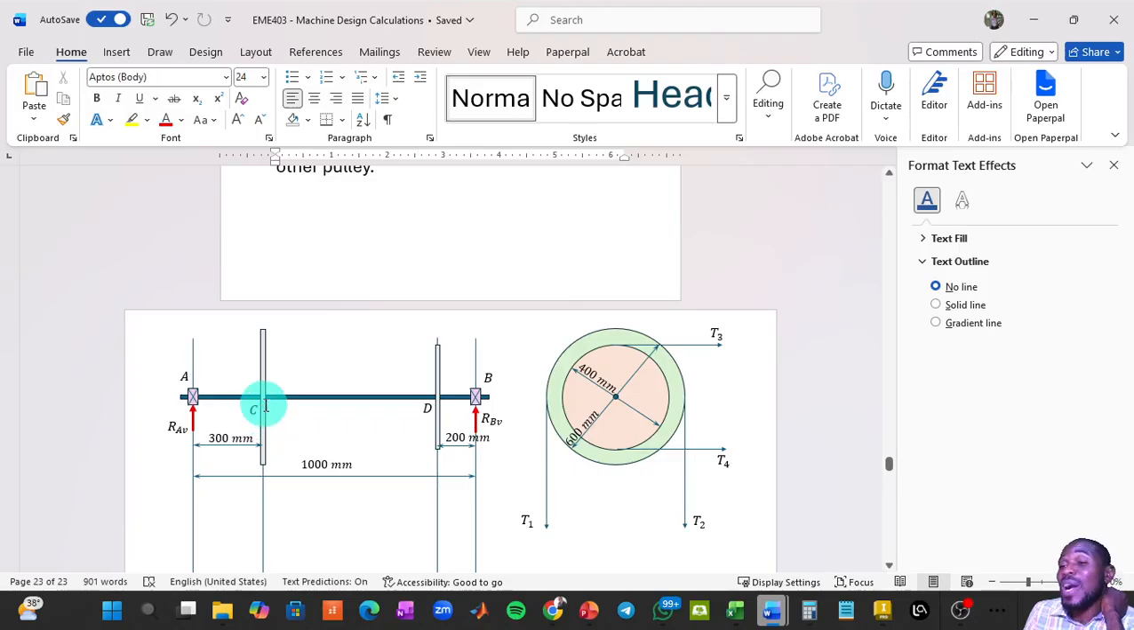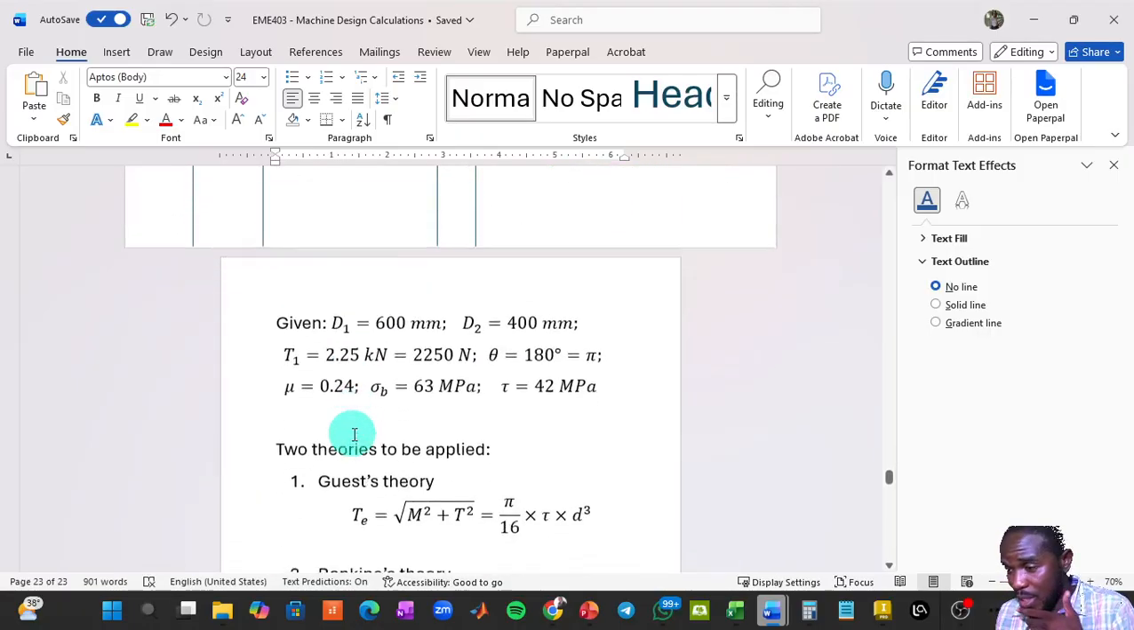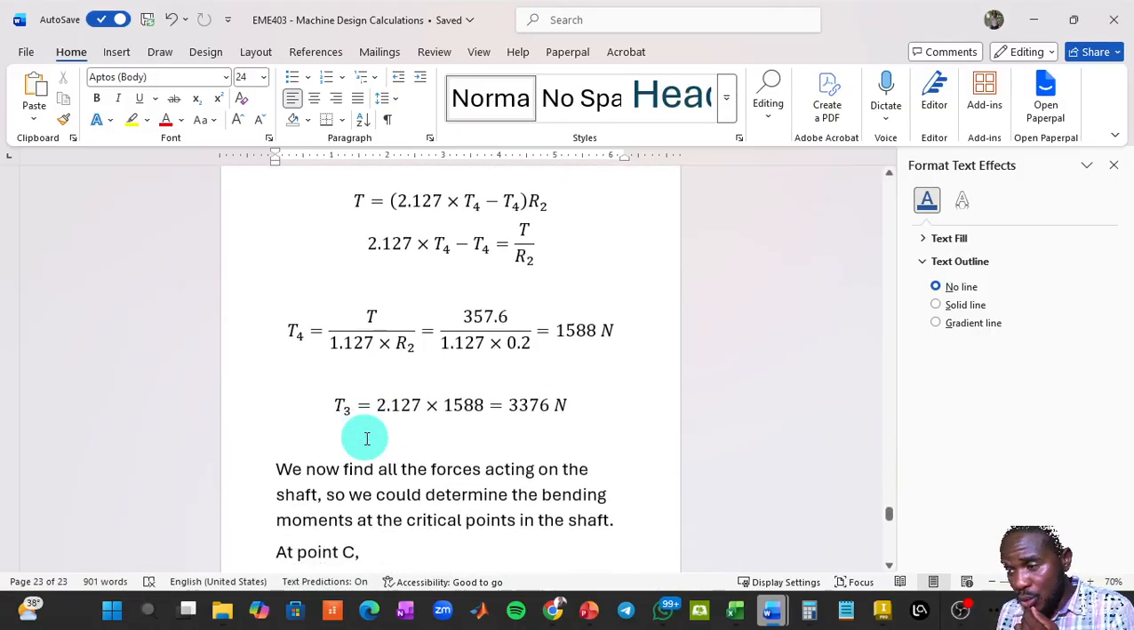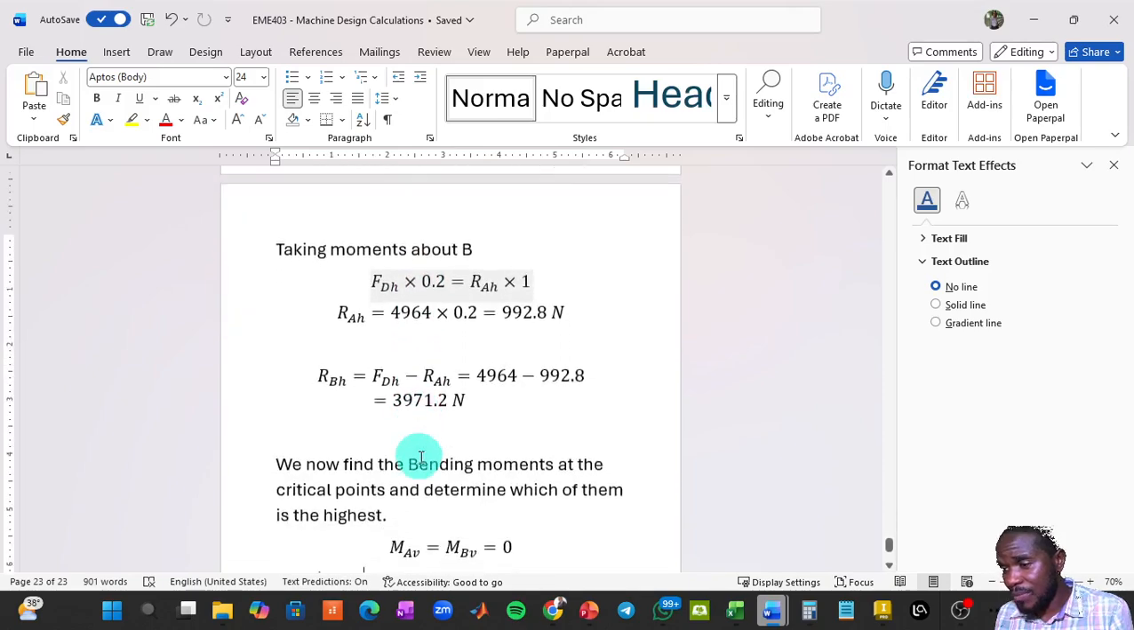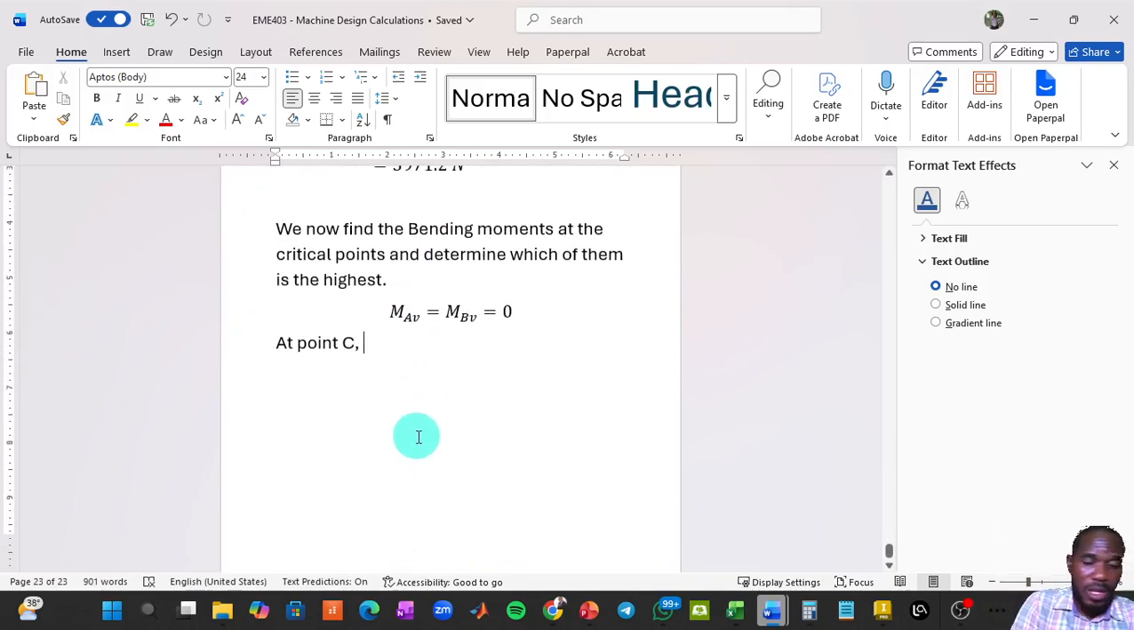You can also find the bending moment at this point by going to point B and saying the bending moment at point C is the reaction force at point B, RBV, times the distance from that to here, which would have been 700. So if we come from the left-hand side, the bending moment at point C will be like so.